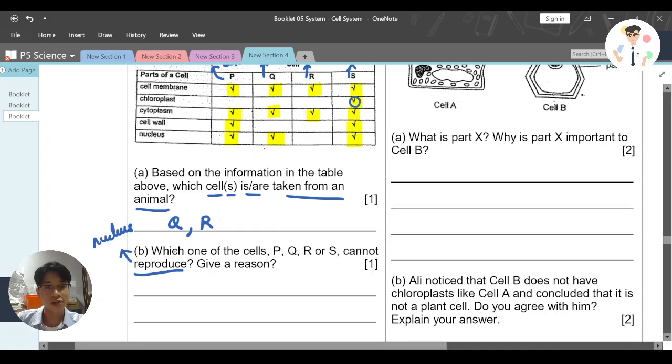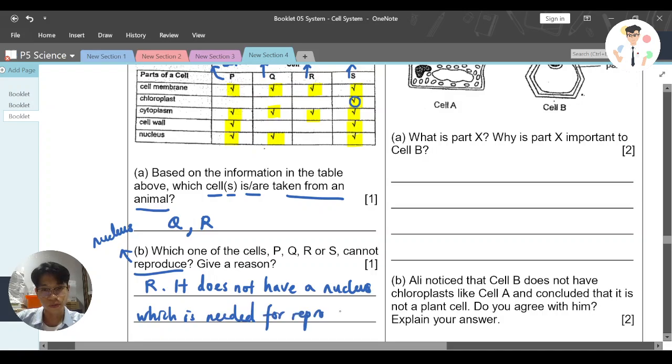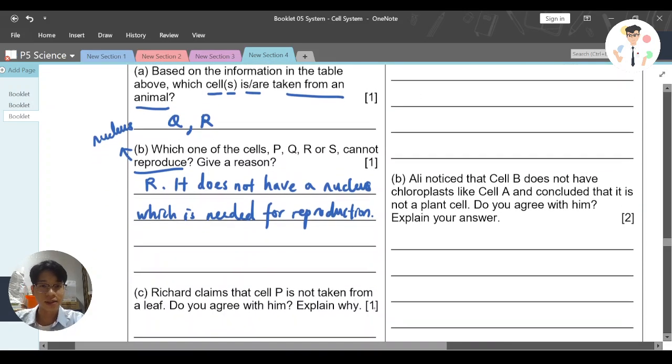Okay, so again, why can it not reproduce? The question asked was which cell? We know it's R. Again, why? Because it does not have a nucleus, which is actually needed for reproduction. Okay, let's move on to part C.